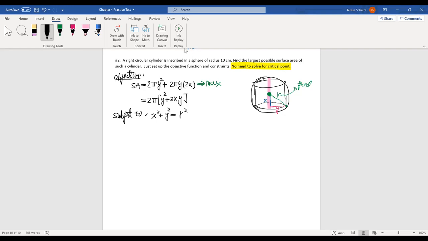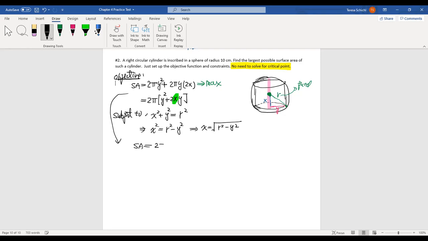Correct? Okay, and now I can solve for x or for y to substitute, right? It depends on what you want, it doesn't matter. Here, because I only have an x here, maybe I can replace the x with y. So you can say x squared is equal to r squared minus y squared, then x is equal to the square root of r squared minus y squared. Then you just substitute back to here.